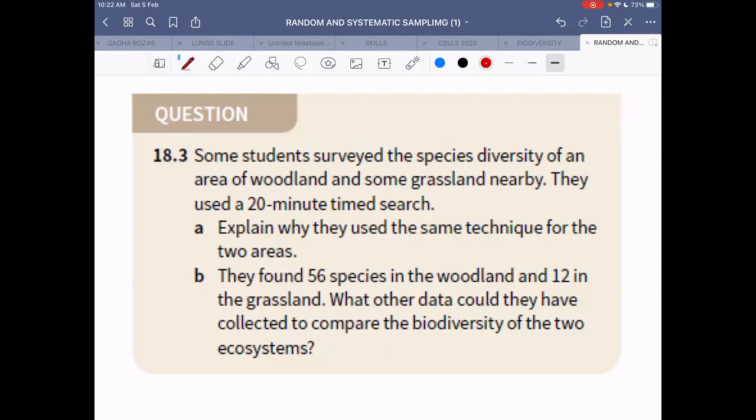Right, and then part B is telling you that they found 56 species in the woodland and 12 in the grassland. What other data could they have collected to compare the biodiversity of the two ecosystems? दो ecosystems हैं, एक woodland है और grassland है. ठीक है. उन्होंने देखा कि एक जगह में woodland में they found out 56 species and in grassland they found 12 species. तो फिर और क्या डेटा वो कलेक्ट कर सकते थे इसके अलावा? जी बताएं.